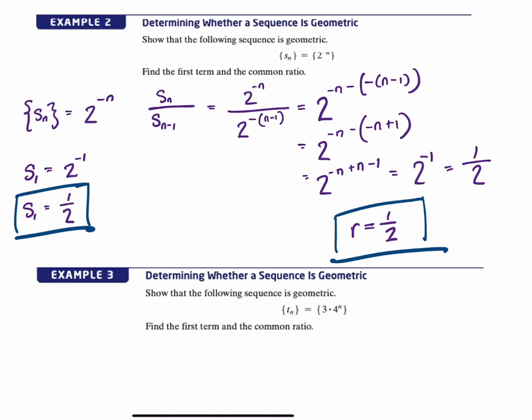But if we divide two consecutive terms in the general form and we get some common constant, it means every time you go to the next term, you're multiplying by the same value. And that's what makes it a geometric sequence.